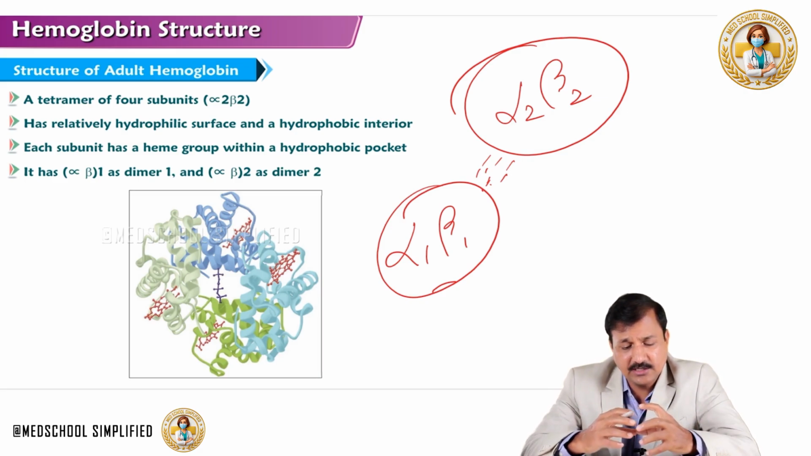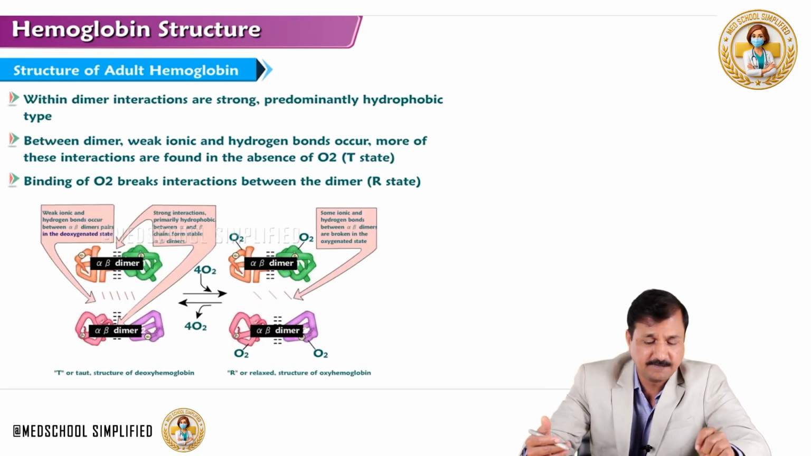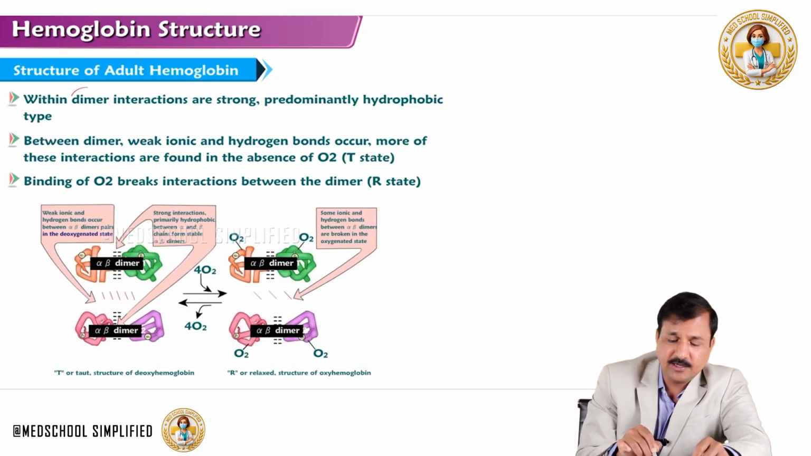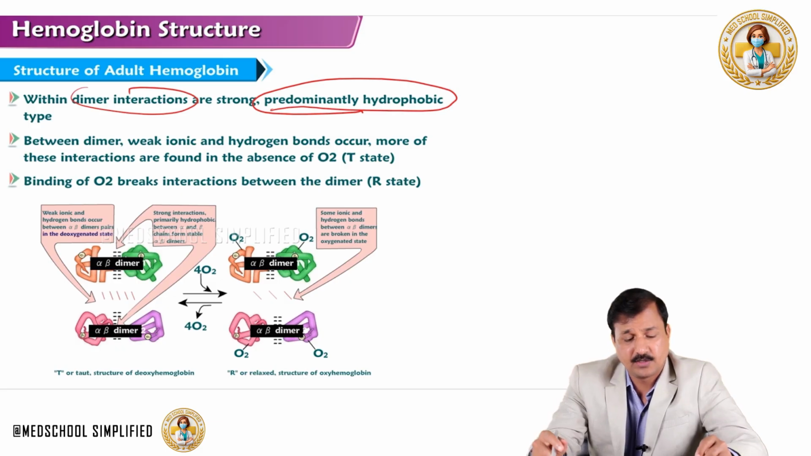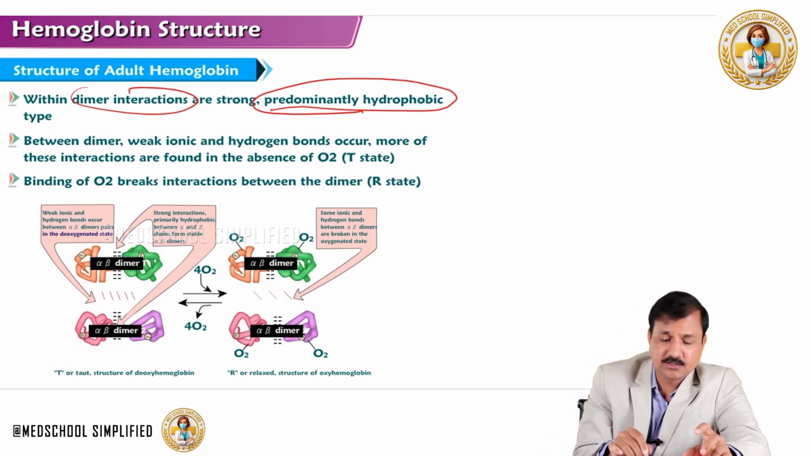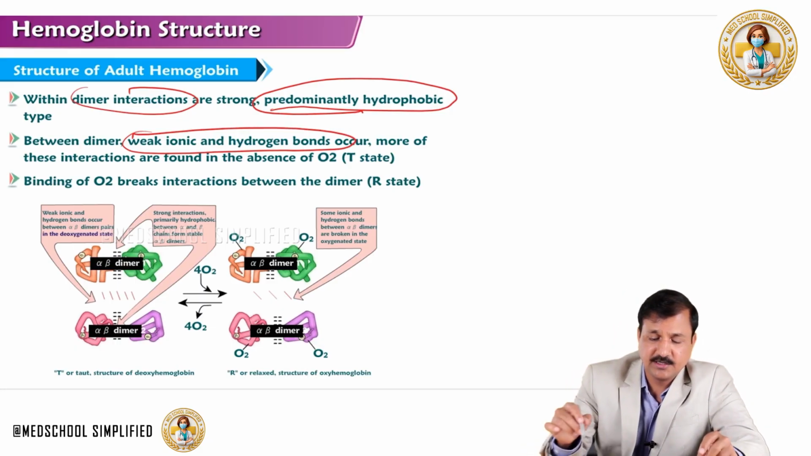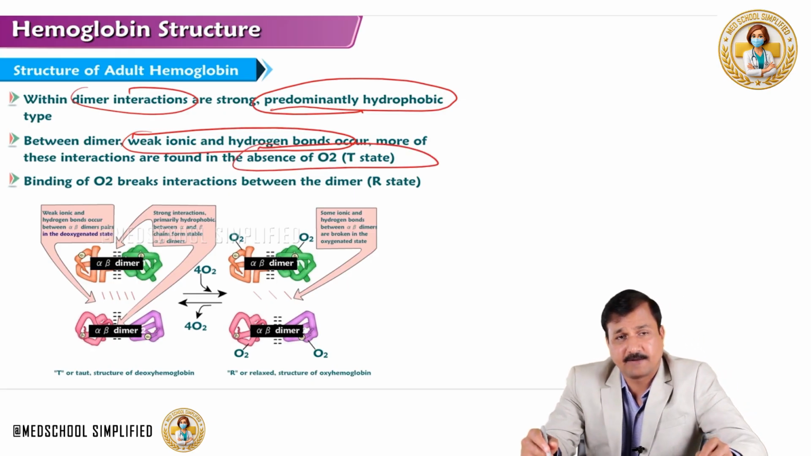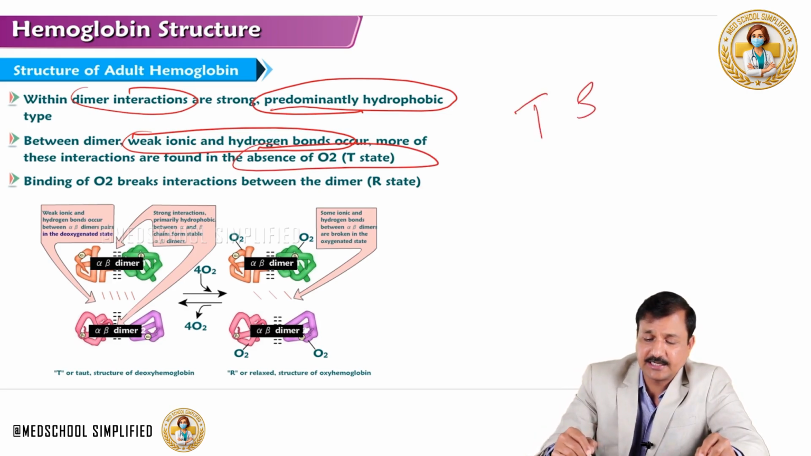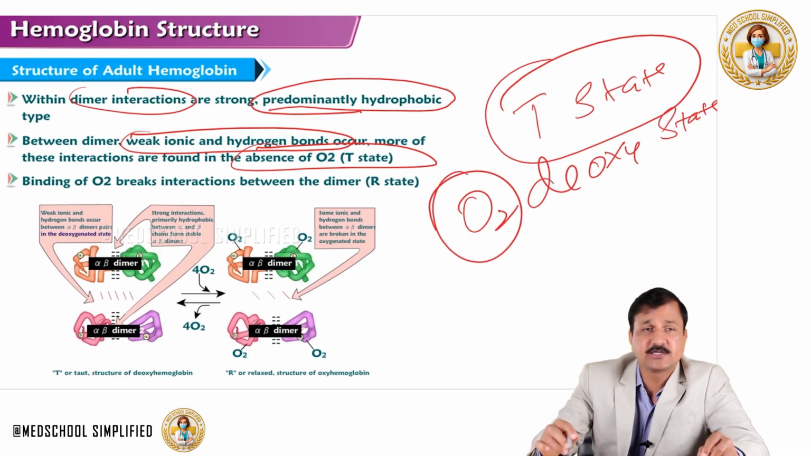These interactions are because of different forces that hold them together. Within the dimer, interactions are usually strong and predominantly hydrophobic. Whereas interaction between the dimers is usually because of weak ionic interactions and hydrogen bond formation, and more of these interactions are found in the absence of oxygen. That means when hemoglobin is in the T state, the T state of hemoglobin is the deoxy state. Deoxy state means oxygen is not present on the hemoglobin molecule.